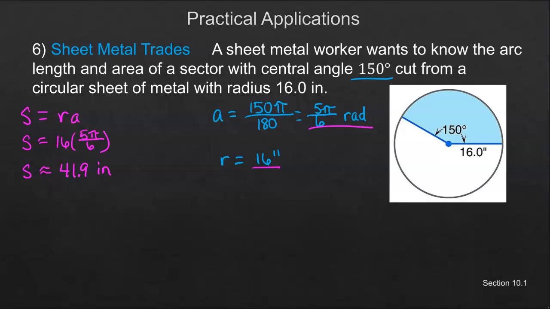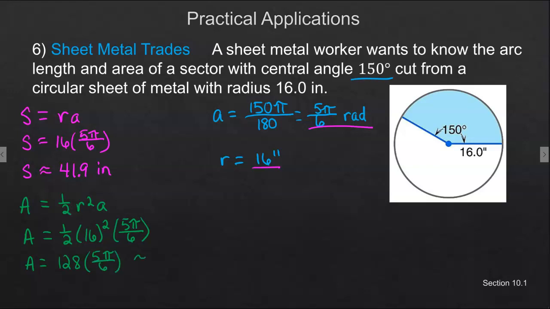And then for the area, my area is 1/2 times the radius squared times A. So just get everything substituted in. My radius is 16. I'm going to square that and multiply it by the A. You can calculate this all in one calculation if you want to, but I'm going to do an in-between one. So if I take 1/2 times 16 squared, which is 256, I get 128 times 5 pi divided by 6.